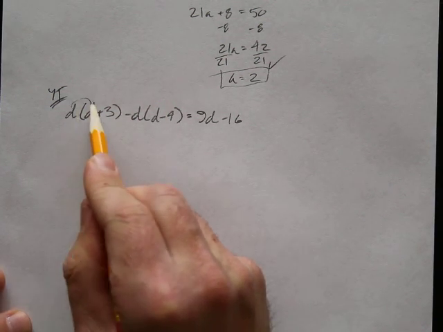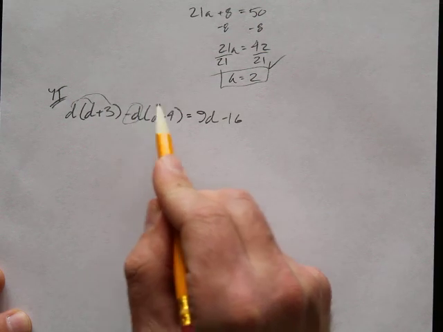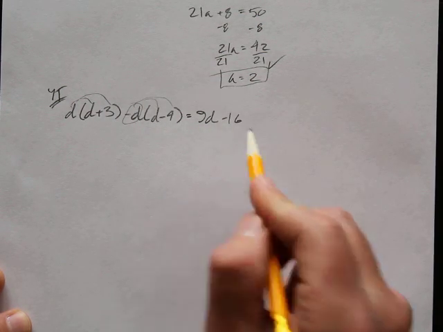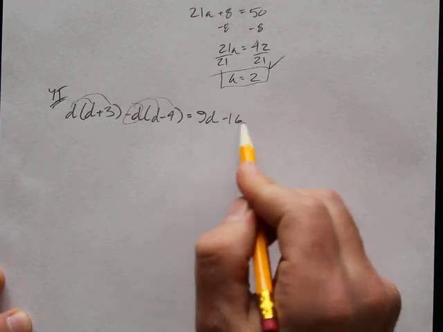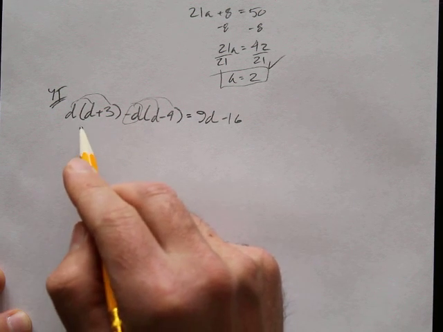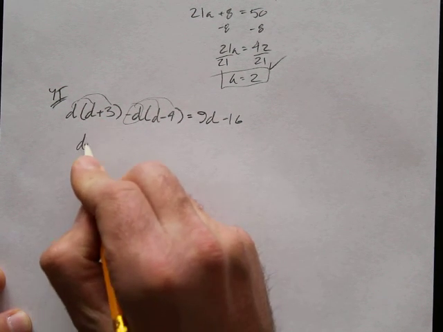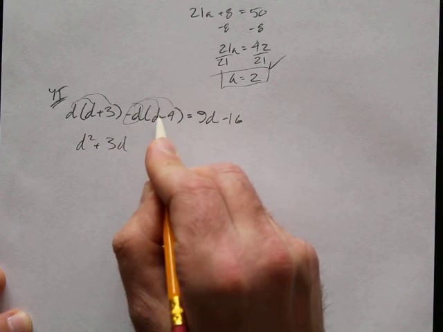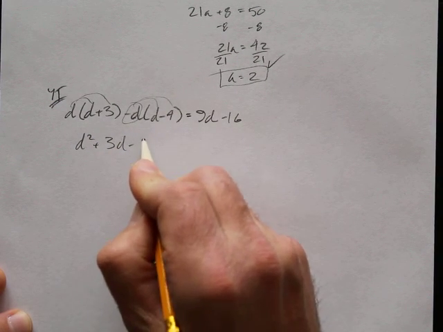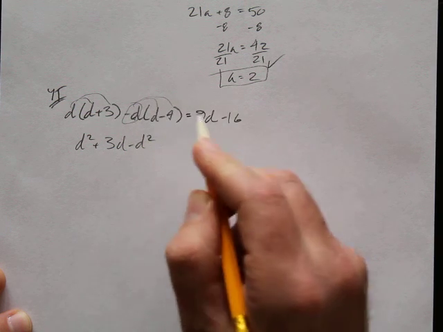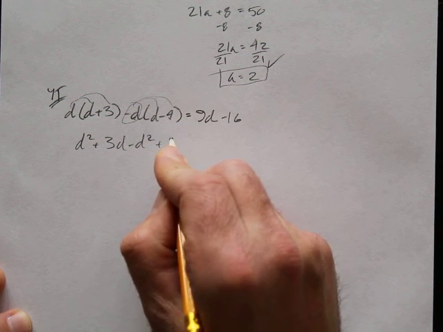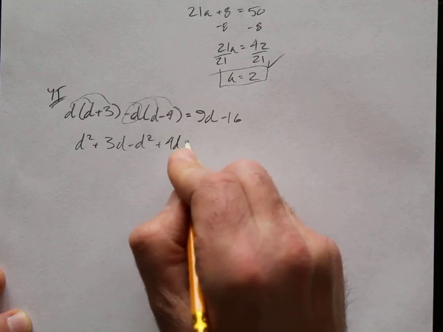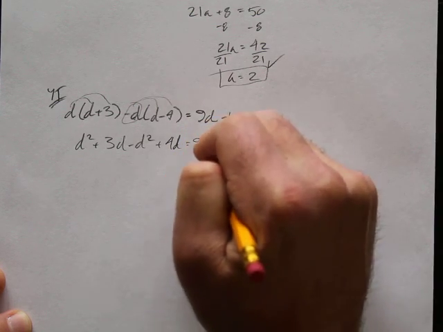All right, let's distribute this d into both of these. This negative d is going to go into both of these, and there's nothing to distribute here. I'm just going to leave the right hand of the equation the way it is. d times d is d squared plus 3d. Negative d times d is negative d squared. Negative d times negative 4 is positive 4d equals 9d minus 16.